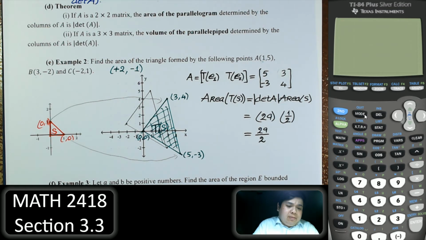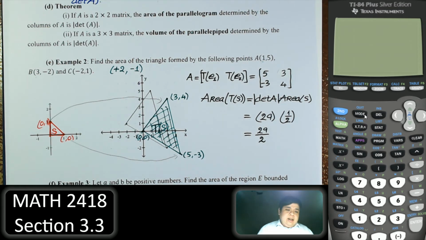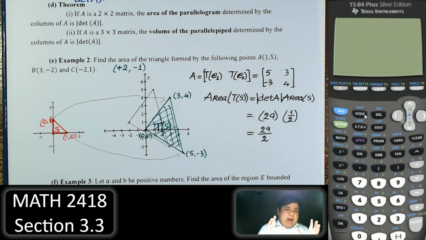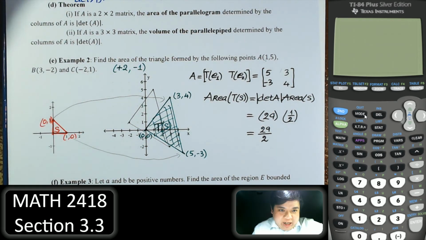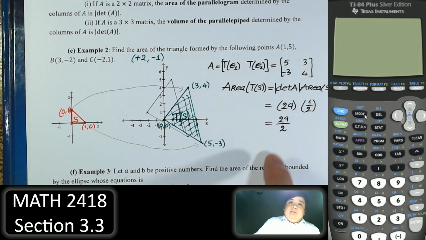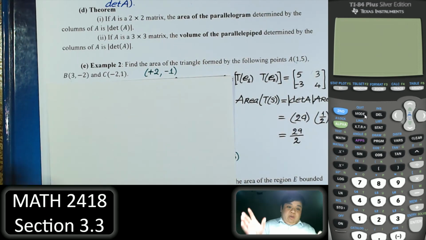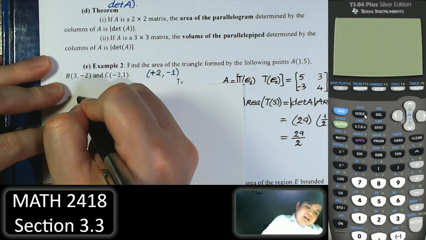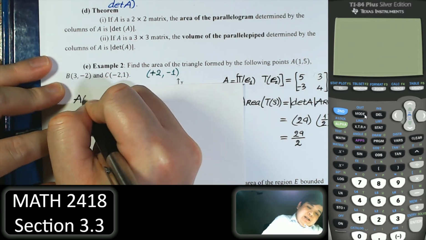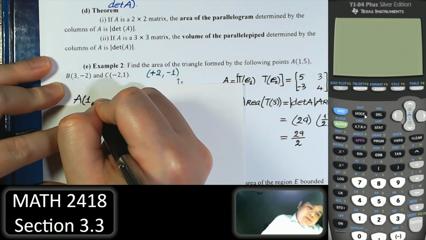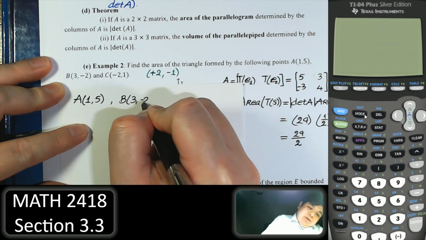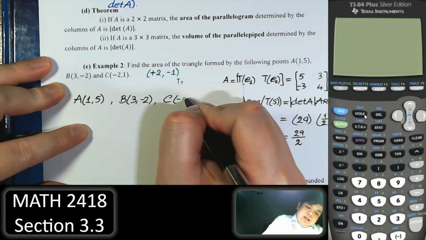Right. Now, we then said, what if we don't have to move the point? Can we just do that without any drawing? Well, of course, certainly we can. So let's say we don't have any drawing at all. We have the point A is 1 and 5, B is 3 and negative 2, and C is negative 2 and 1.